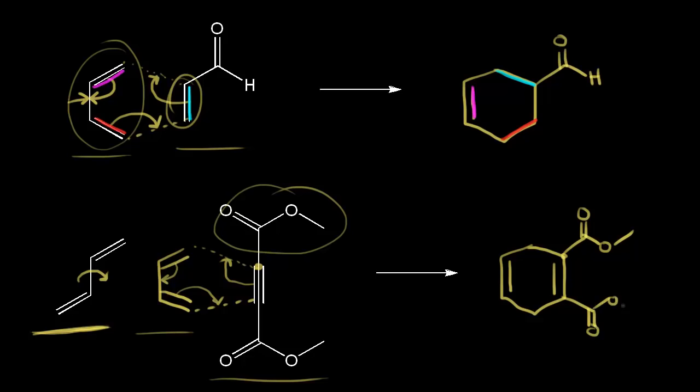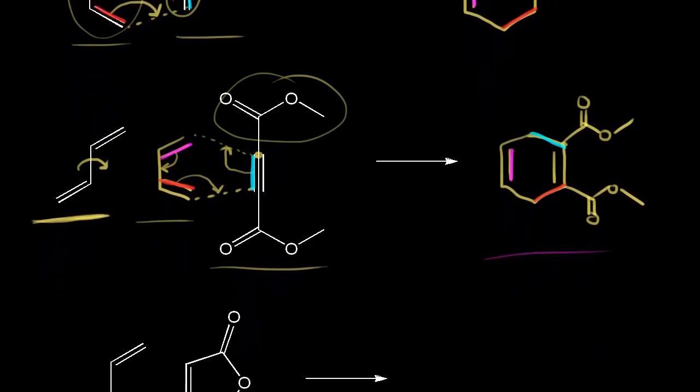So let's follow our electrons again. We'll start with the electrons in red. So these electrons moved into here to form this bond. Next, let's look at these electrons right here on our alkyne. So these pi electrons move into here to form this bond. And then finally, our electrons in magenta move into here. So this is our product. All right, let's do another one.